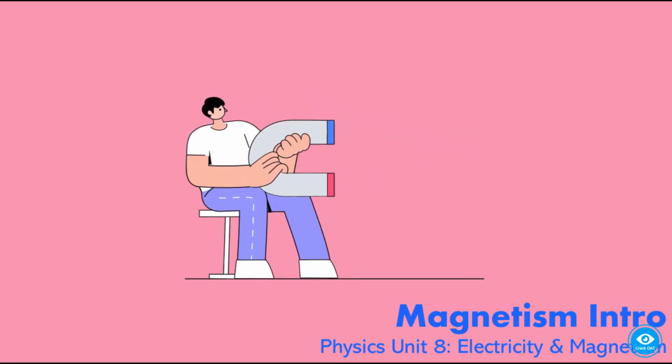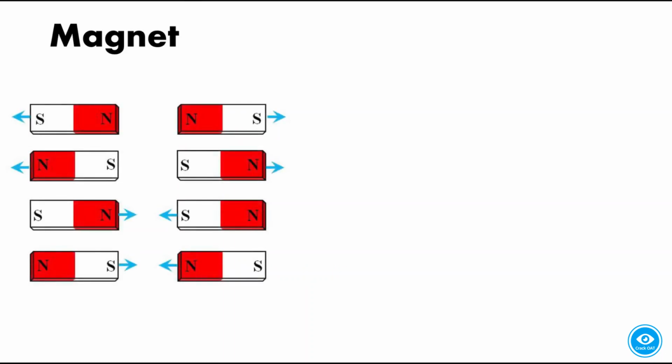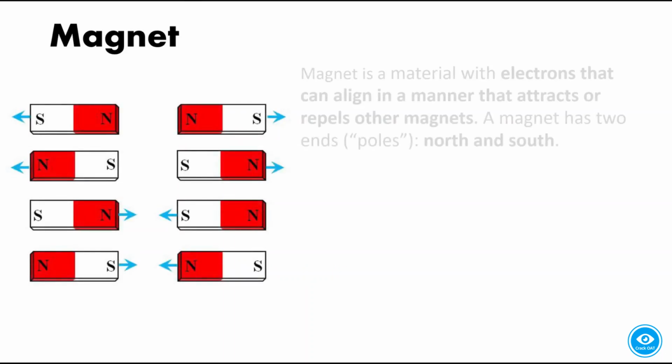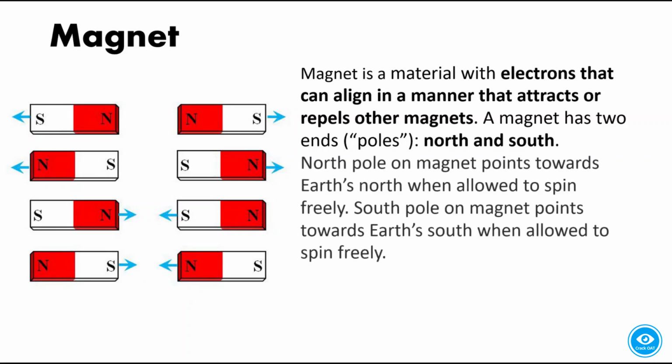Hey guys, today we're going to be talking about magnetism. So magnets, you know what they look like. They have a north and a south pole. And the reason why they have these poles is because they have electrons that can align in a manner that either attracts or repels other magnets.